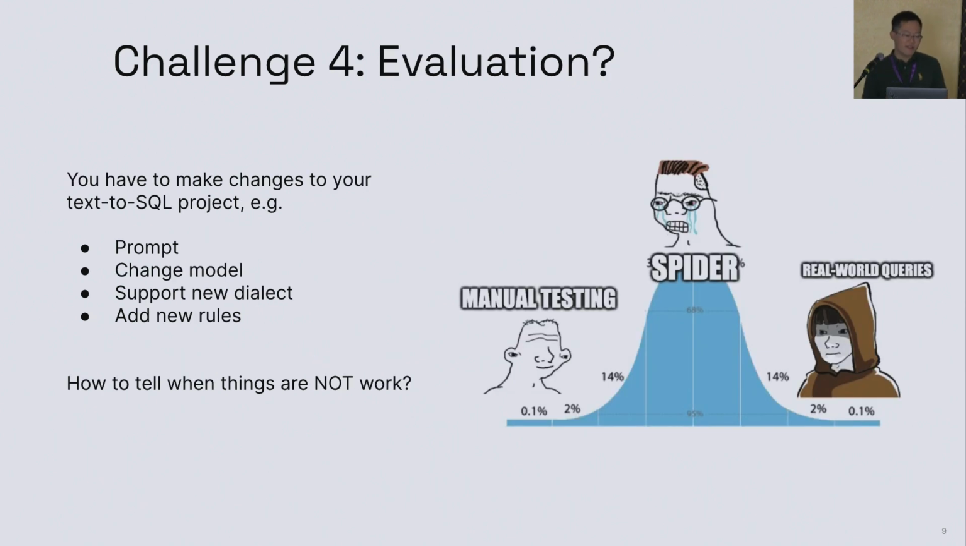The next part is evaluation. You have to make changes to your text-to-SQL project, right? Once you have a POC, you want to change your prompt. You want to change the model. You want to try if the new GPT-4 model works or not. Or you want to support any new dialect or add any new rules and instructions. It's very hard to tell if things are working or not working.